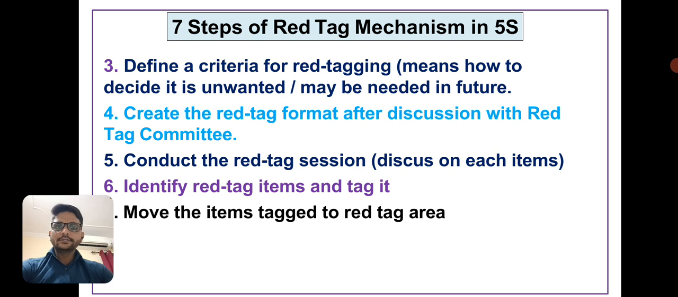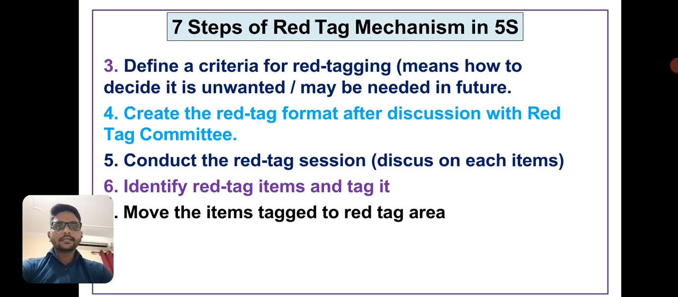For this we need to define a criteria, for example an item may be needed in the future, or it can be unwanted and cannot be used at all. For that we need to define the criteria for red tagging. And the fourth step is to create the red tag format. After discussion with the red tag committee we need to create a format, which means deciding what the contents of that format are.